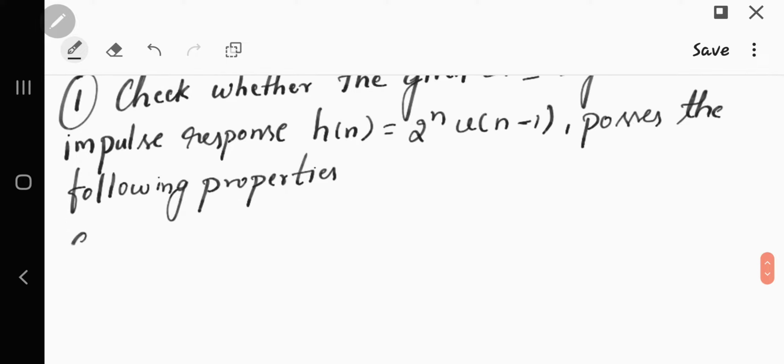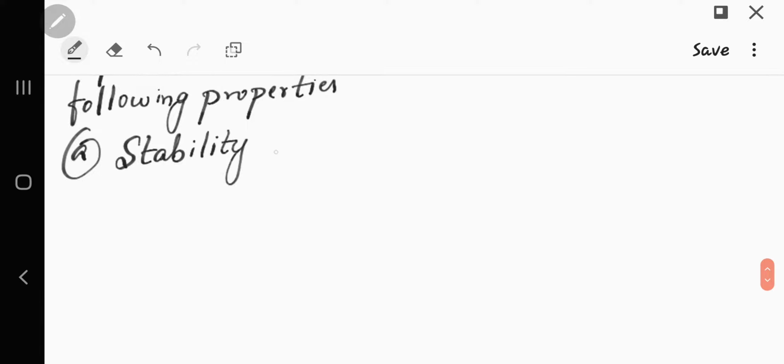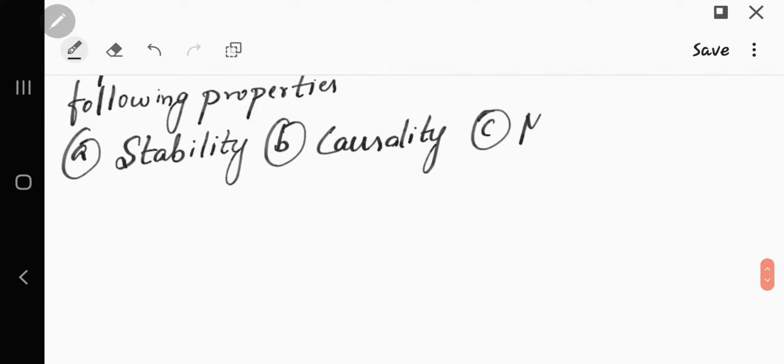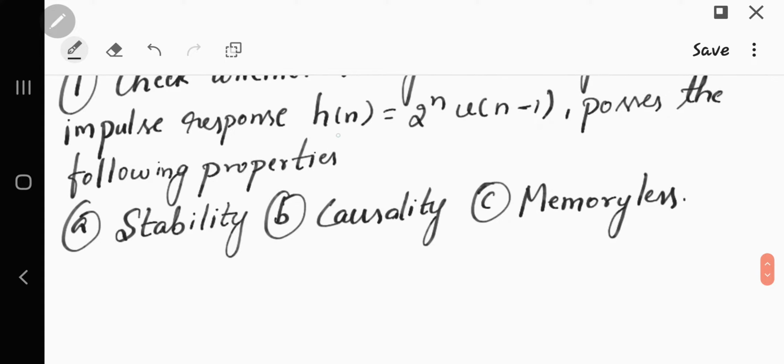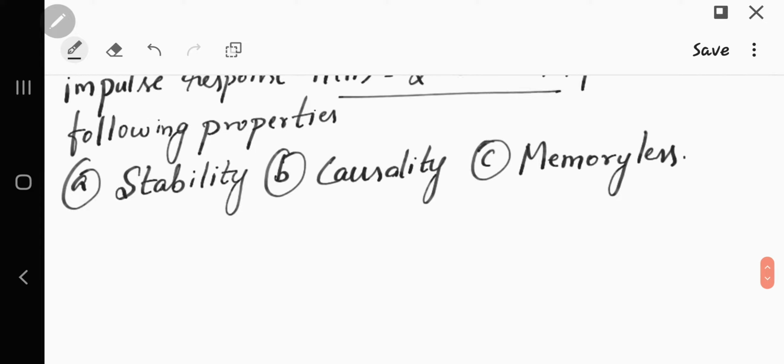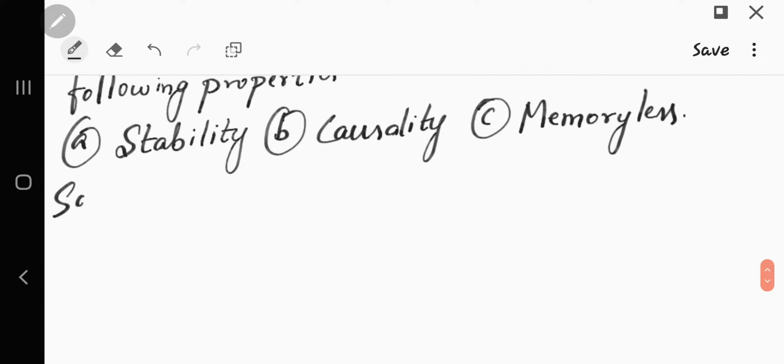So what are the properties here? We have to check. First one is stability. Second one is causality, and third one is memoryless. These are the properties we have to verify, and the system has an impulse response h of n is equal to 2 to the power of n u of n minus 1. So let's take one by one.